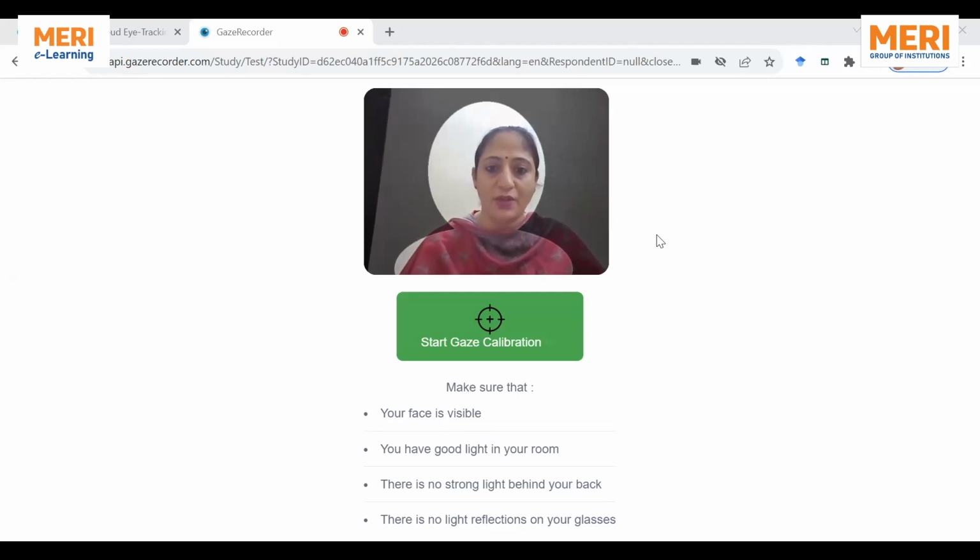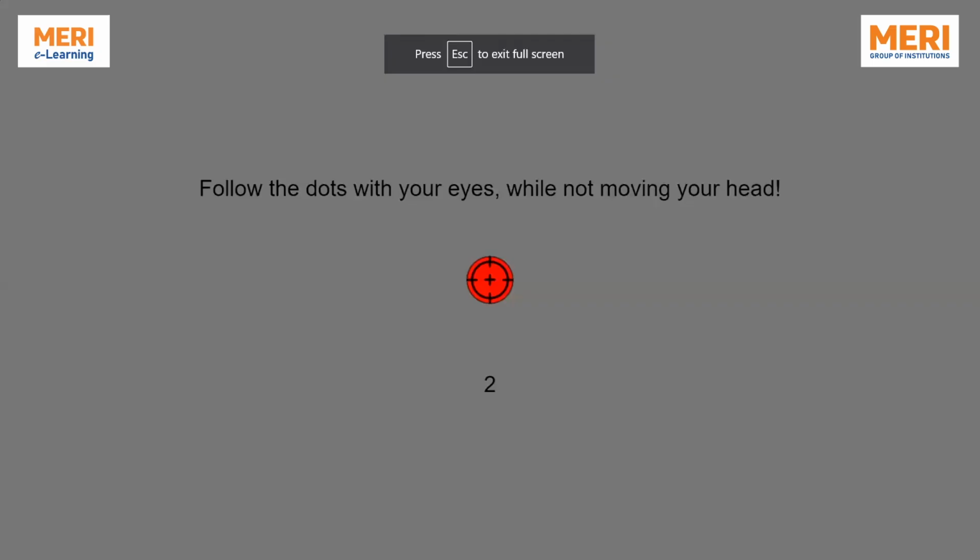As you can see, I have already set up the calibration on the gaze recorder. It is asking me to calibrate my eyeballs. The software needs to do it before we launch the experiment, and there are certain pointers that have to be taken care of. So I've taken care of those pointers. That's why I've taken a white background. So let's start the gaze calibration.